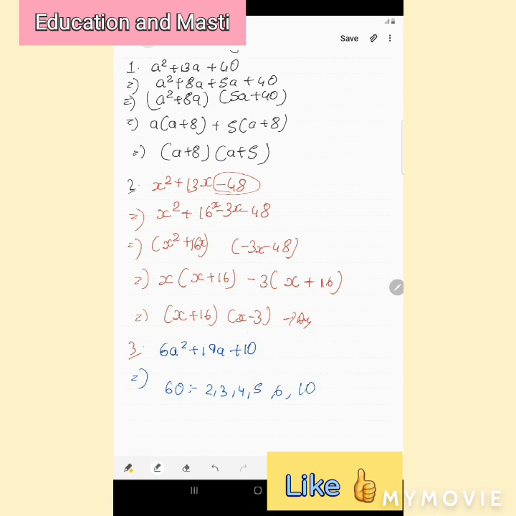Now for 60, you will get 19 here. How much will you multiply with 4 to get 60? You will multiply 15 with 4. So 15 into 4 is 60, and 15 plus 4 is 19. So now let's do the next step: 6a square plus 15a plus 4a plus 10.